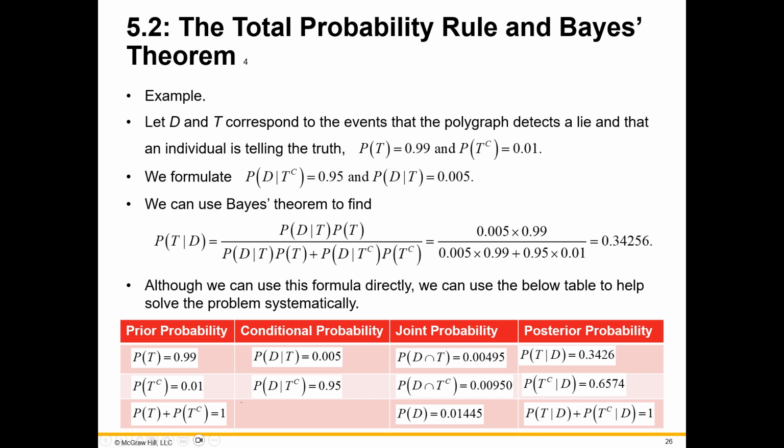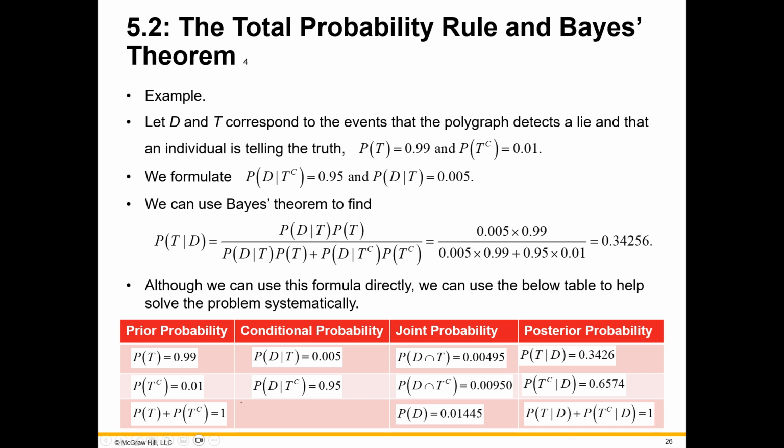Our conditional probability is the numbers we used up above: it detects a lie when someone's telling the truth only a half of 1% of the time, while it detects a lie when someone's lying 95% of the time. Our joint probability is just the two multiplied together, so the probability of detecting a lie when someone is telling the truth comes out to 0.00495. Same thing down here gives us 0.00950. And the probability, in this case, that it would detect a lie is 0.01445.